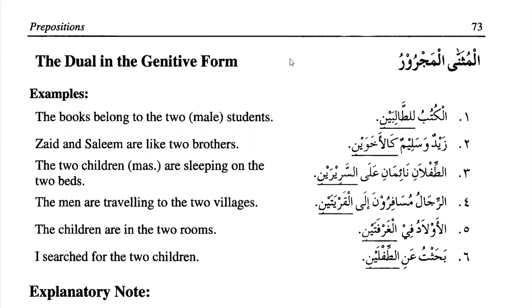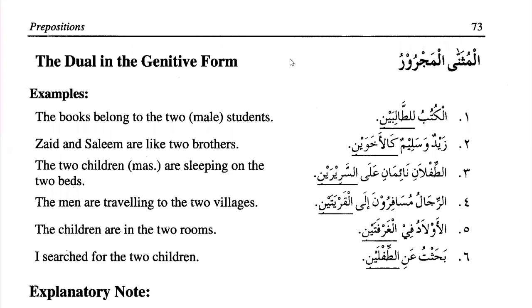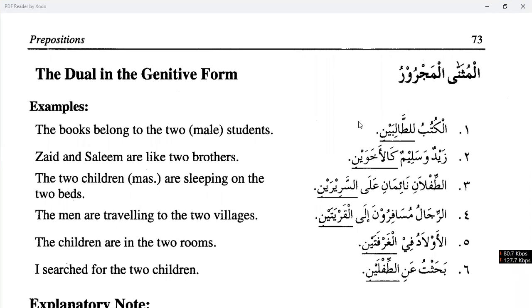The children are in the two rooms. Al-awladu fil ghurfatain. I searched for the two children. Bahathtu anit tiflain. So here you see these huruf al-jarr made the musanna majroor. What is the marfu form of talibain? Tell me, what is the marfu form of two students?